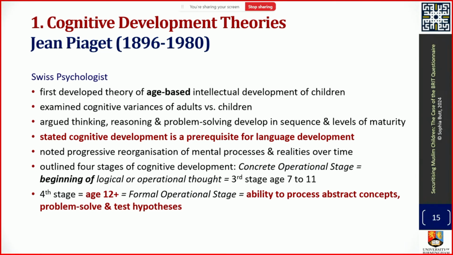This is the formal operational stage, which is when children begin to process abstract concepts or think about problem solving and testing hypotheses. Now, you've seen from the BRIT questionnaire that we've just looked at that the questions contain critical thinking, hypothetical situations, and so on. But the questionnaire is administered to 8 to 11-year-olds, whereas according to Piaget, cognitive development for these particular skills doesn't occur until later.